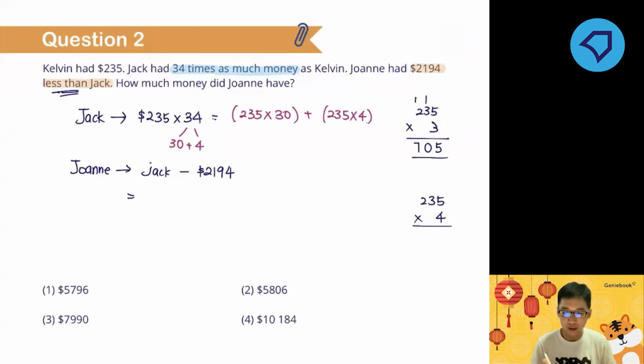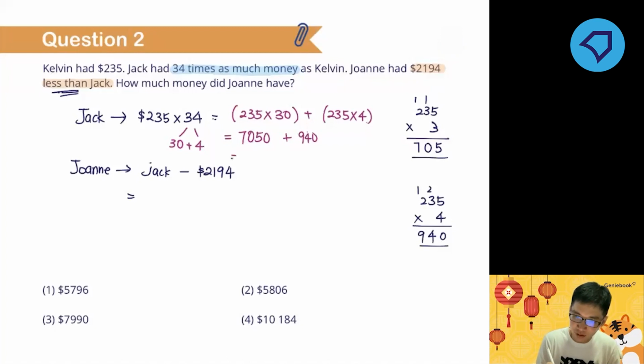But here, we are doing 235 times 30, where 30 is not just times 3, but it's times 3 times 10. So I need to multiply this by 10. Very simple. Add a 0 to the back, right, of this answer here. So this will give you 7,050. Now, for the other one, 235 times 4, 5 times 4 is 20. Bring up the 2. 3 times 4 is 12, 12 plus 2 is 14, and then we have 2 times 4 is 8, 8 plus 1 is 9. Okay, so this is 940. Okay, let's add them together. We have 7,990. So we now know how much money Jack has.